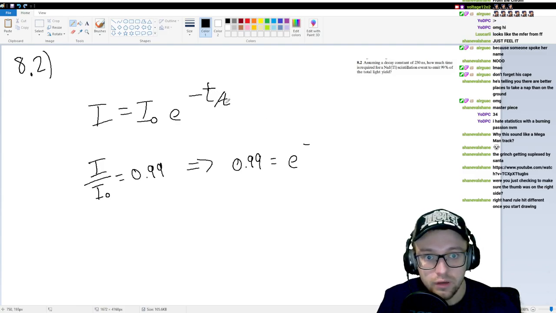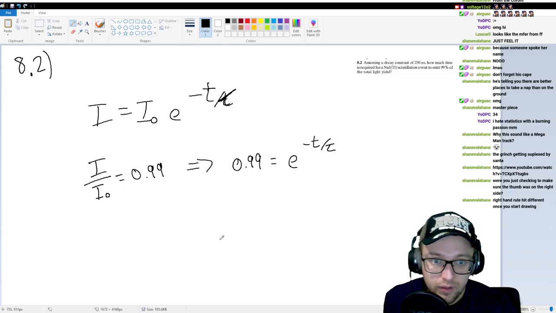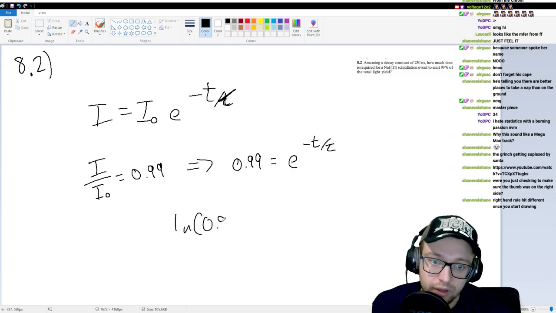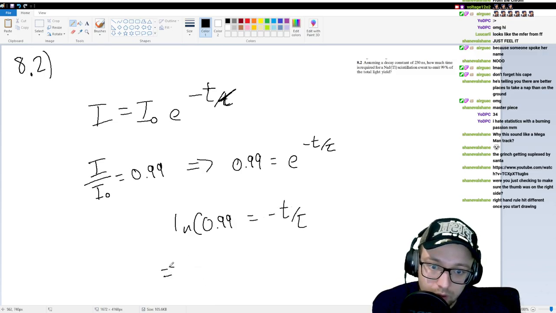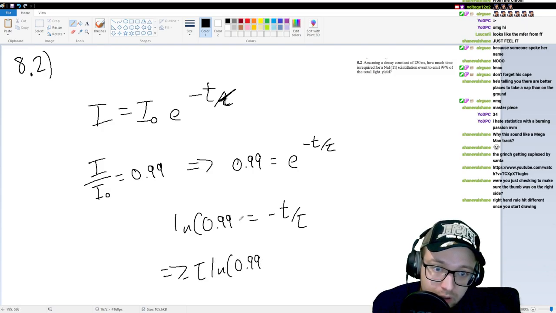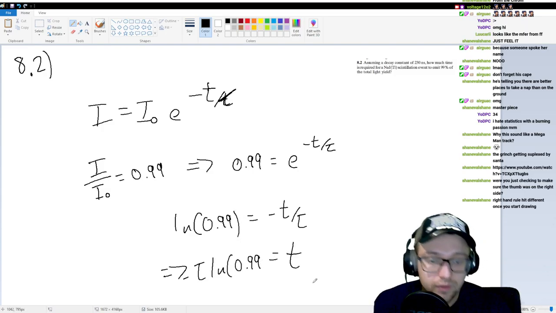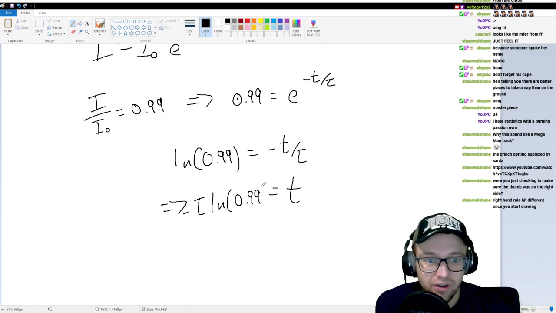This is t, and that's tau. That's minus t over tau. So the natural log of 0.99 equals minus t over tau. So minus tau natural log of 0.99 equals t. So we just plug it in and solve.